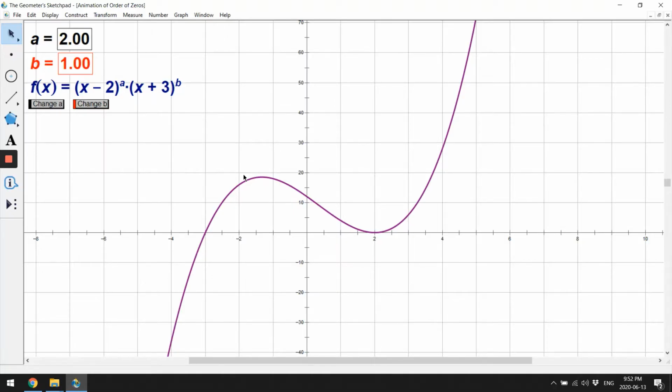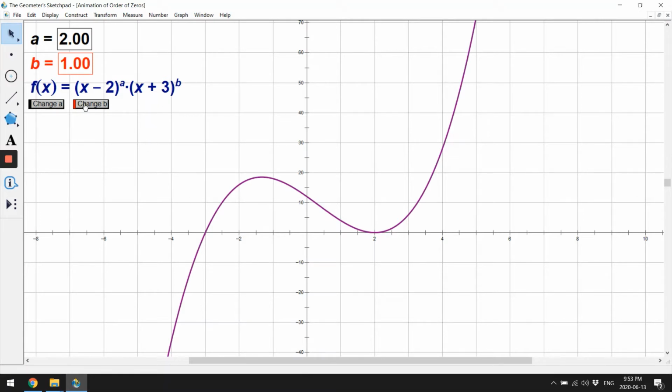For function f of x right now, the equation is written here and the graph is here. I have 2 zeros, and you can tell from the graph we have 2 x-intercepts. The 2 zeros are 2 and -3. The exponents right now are a equal to 2 and b equal to 1, and those will tell you the orders of the zero. So the zero 2 has an order of 2, and the zero of -3 has an order of 1.